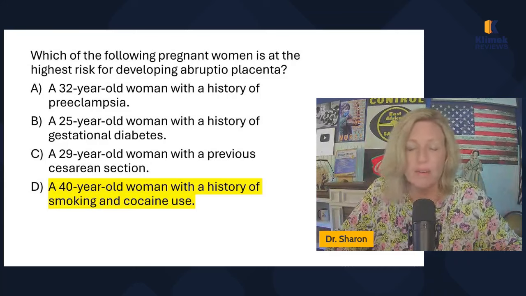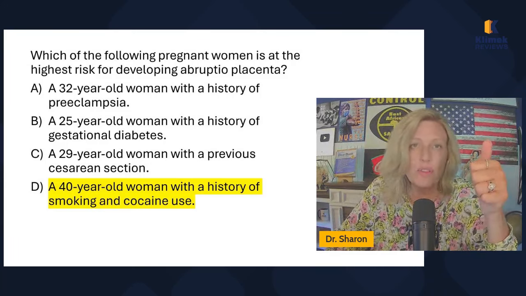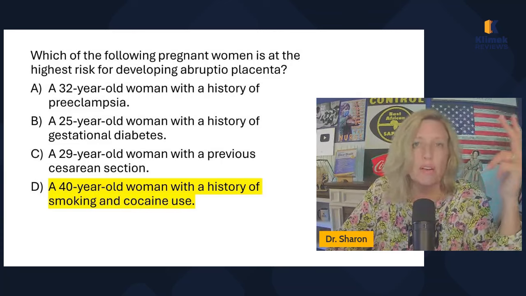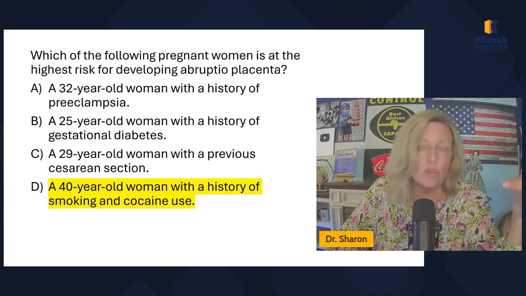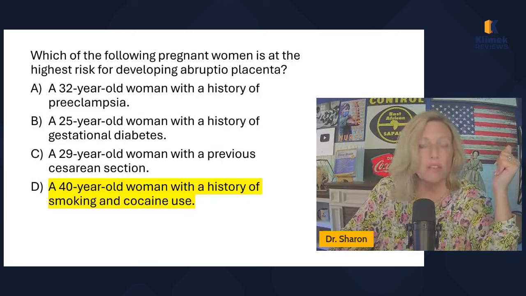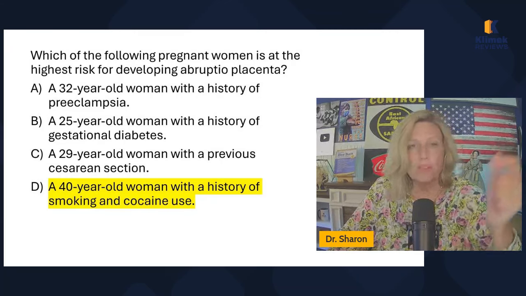So that's the person I'm going to pick. So age over 35, any kind of drug use, tobacco, cocaine, heroin, and then multigravida. Those are the key risk factors for abruptio placenta.